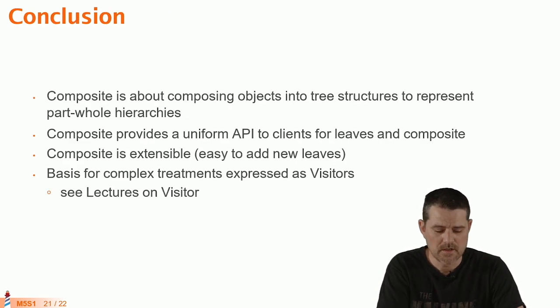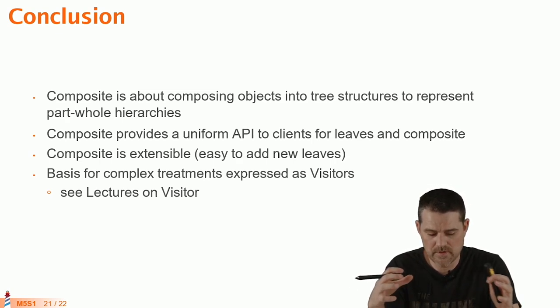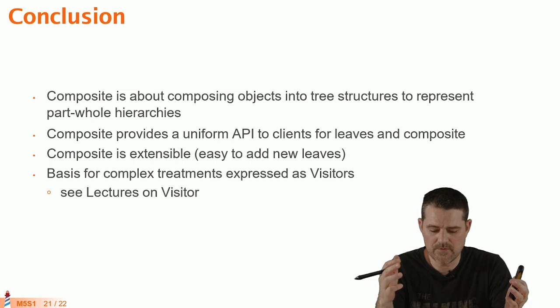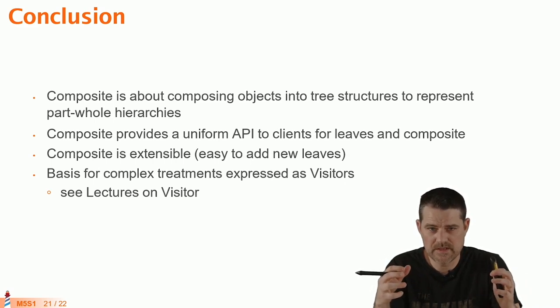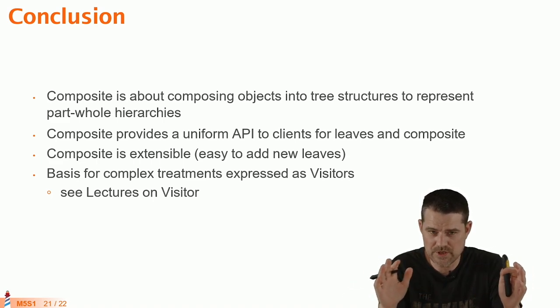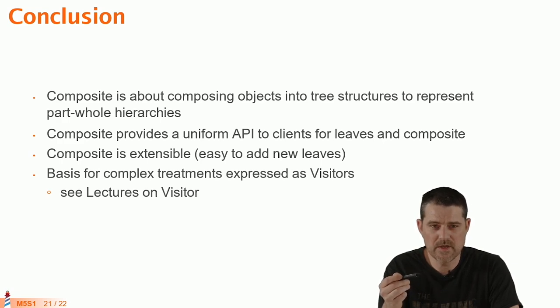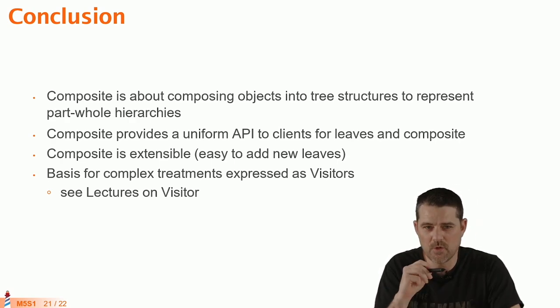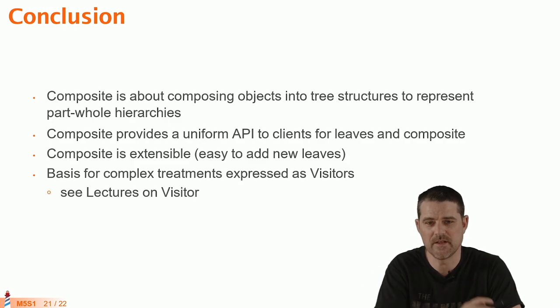As a conclusion, composite is about composing objects into tree structures to represent part-whole hierarchies. Composite provides a uniform API to clients, so leaves and composites are treated uniformly by clients without checking anything. And the composite design pattern is completely extensible. It is really easy to add new types of leaves by subclassing. Of course, we will see that composite plays very nicely with other design patterns such as visitor in a future lecture.